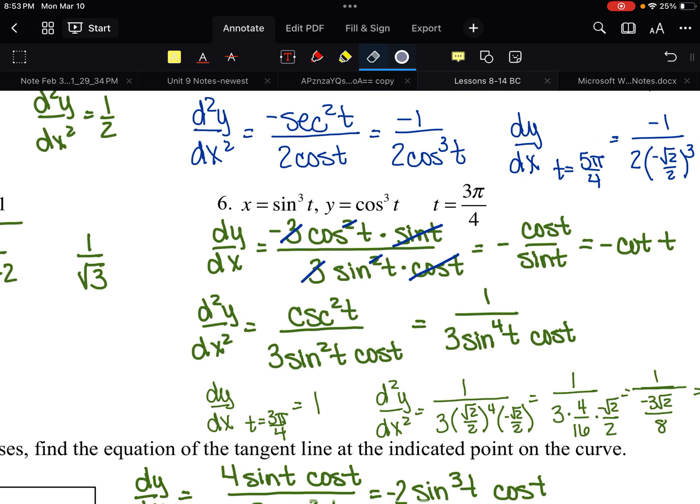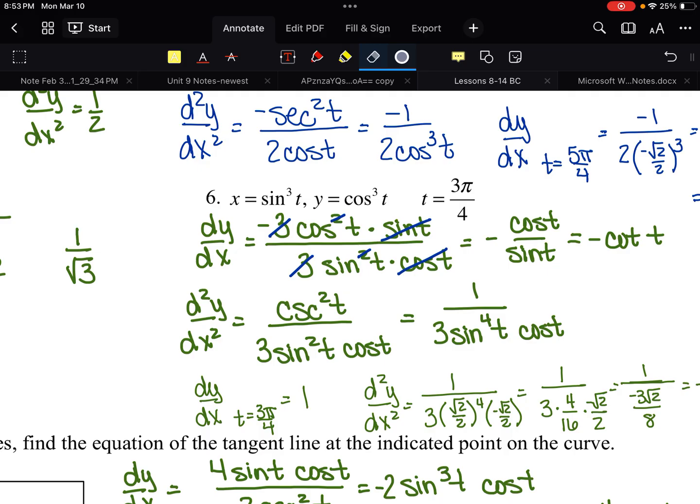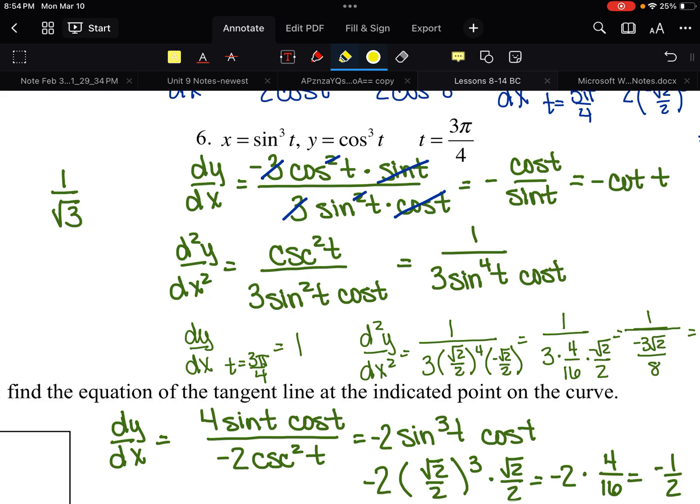On this one, dy over dx simplified a whole lot. So it ended up just being negative cotangent was the first derivative. And then the second derivative is the derivative of negative cotangent over the original dx. And then when you simplify that, that's where this came from. Plugging in 3 pi over 4, the sine of 3 pi over 4 is root 2 over 2. The cosine is negative root 2 over 2.